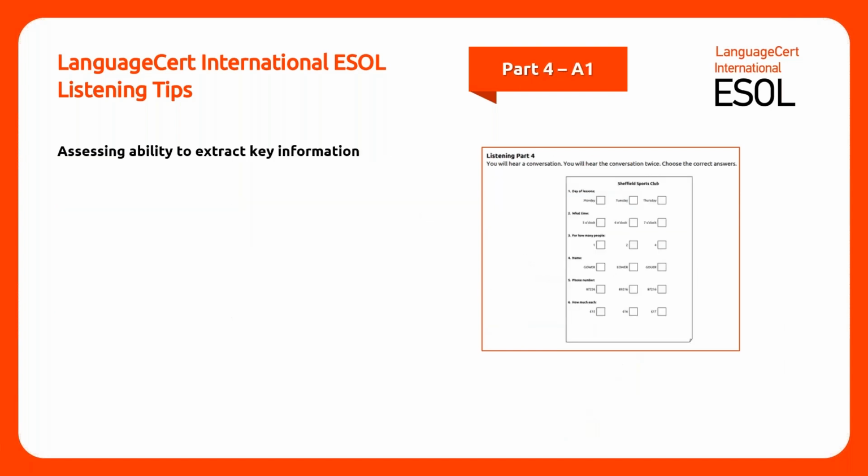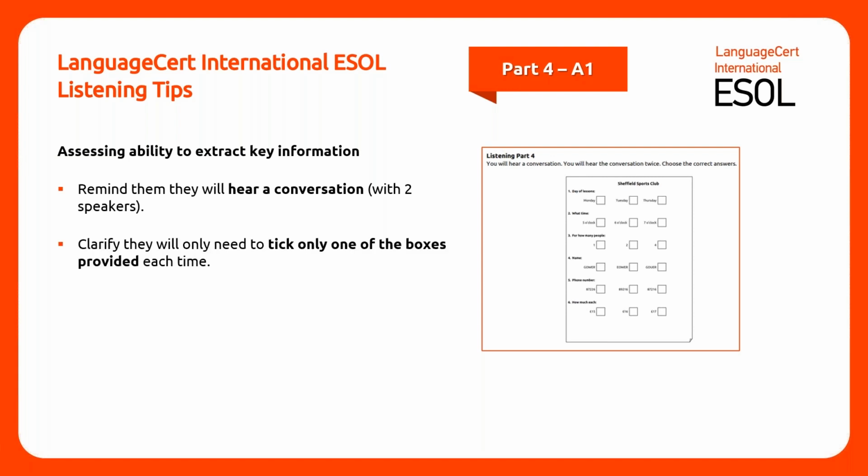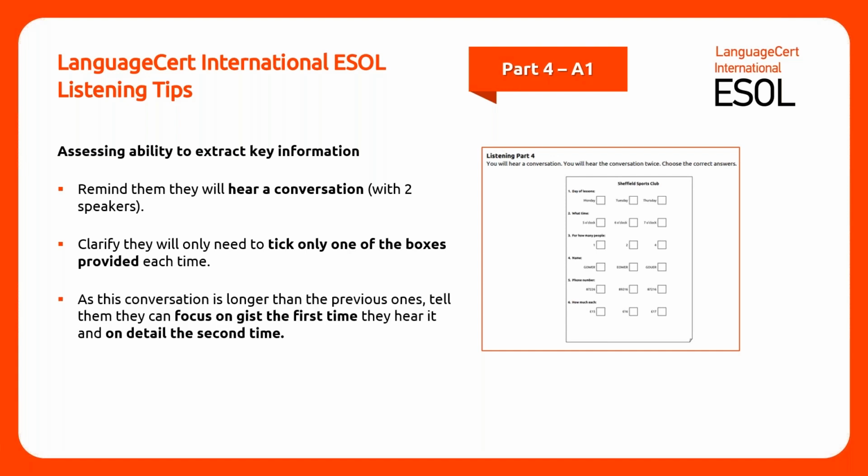Assessing ability to extract key information. To A1 level learners only, remind them they will hear a conversation with 2 speakers. Clarify they will need to tick only one of the boxes provided each time. As this conversation is longer than the previous ones, tell them they can focus on gist the first time they hear it and on detail the second time.